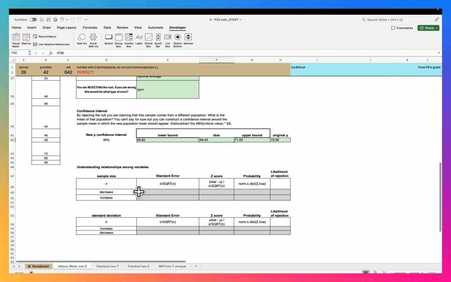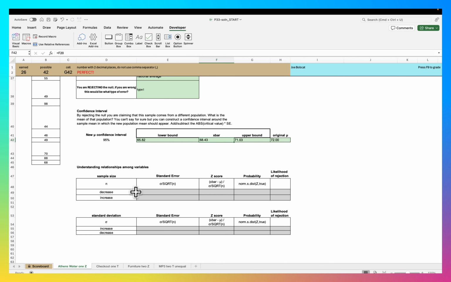All right, now let's try to understand relationships among variables. So these are all the items that came into play in this exercise: the sample size, the standard error, the z-score, the probability, and the likelihood of rejection. And let's see how they all fit together. So the sample size is called n.